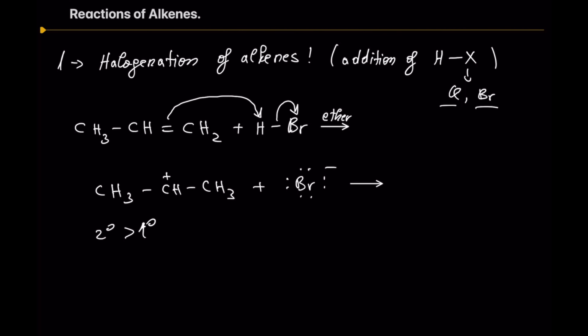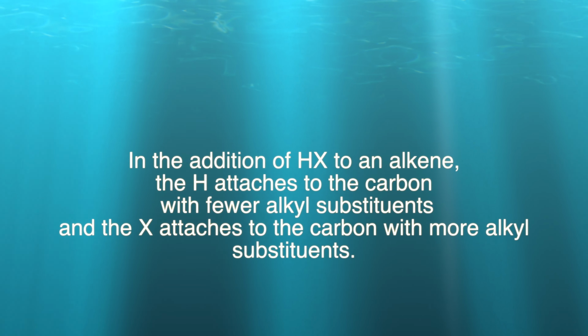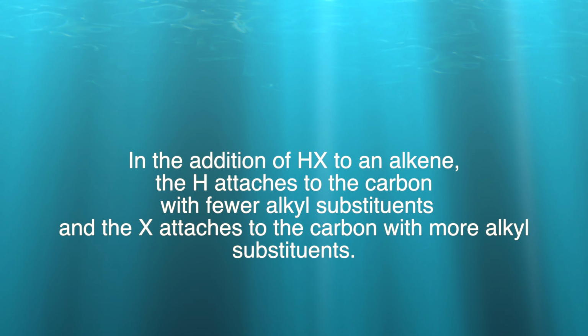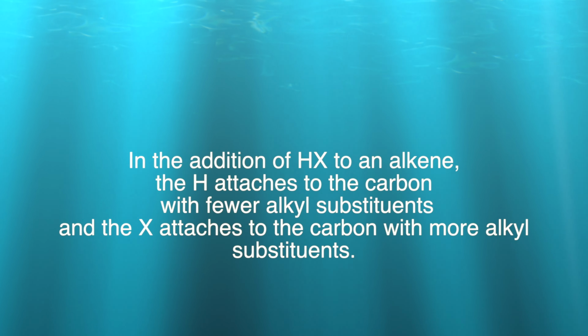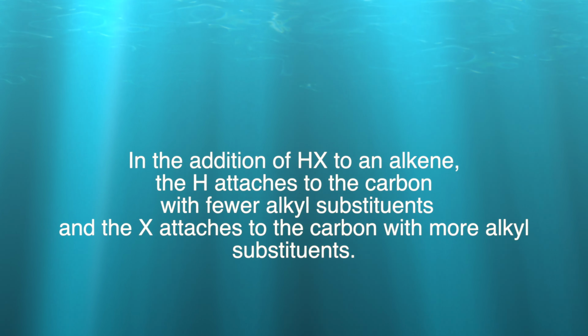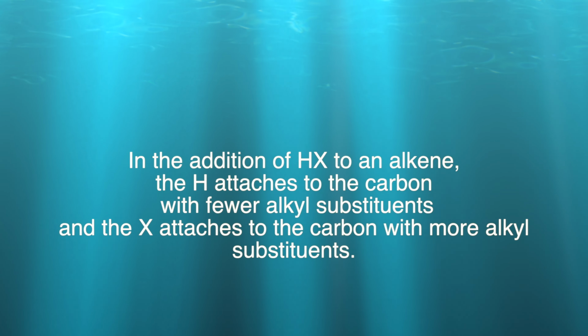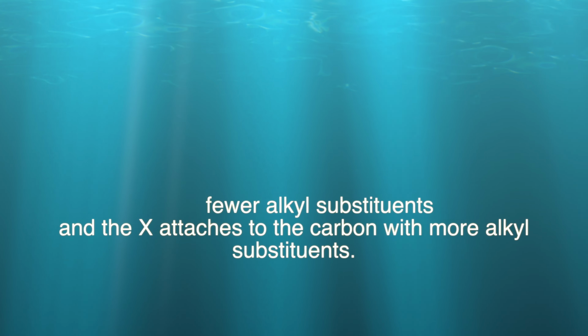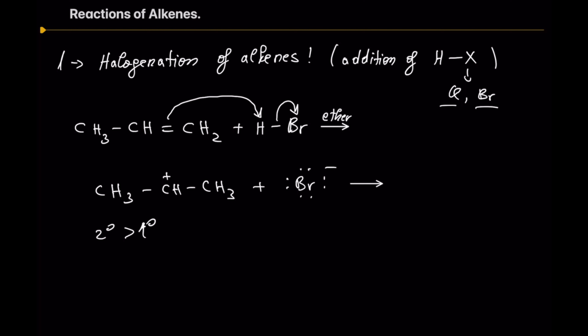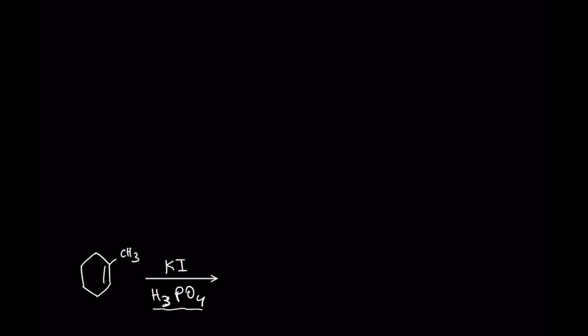The addition happens according to Markovnikov's rule, which states that in the addition of HX to an alkene, the hydrogen attaches to the carbon with fewer alkyl substituents, and the X or halogen attaches to the carbon with more alkyl substituents. Okay, keep in mind this rule. So the bromide is going to attack this electrophile here, the carbon, and it's going to form 2-bromopropane.